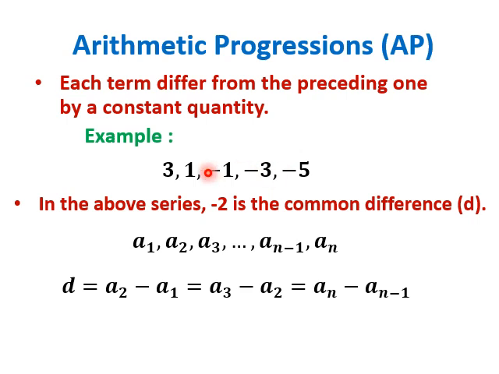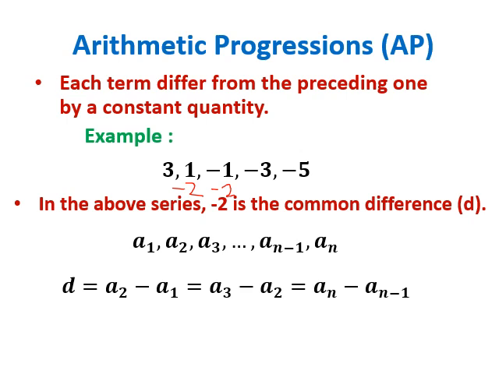Let us try to find the common difference for this particular series. Here we start with the second number and subtract the first one. So it will be 1 minus 3, which is minus 2. Now take the next number, minus 1, subtract 1 from it. So it will be minus 2 again.